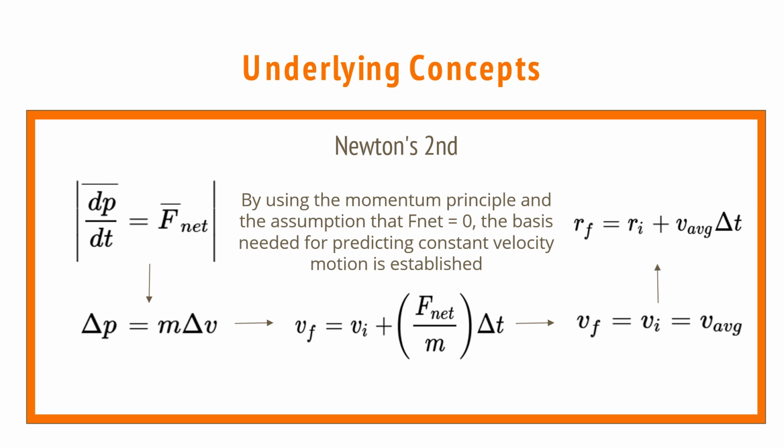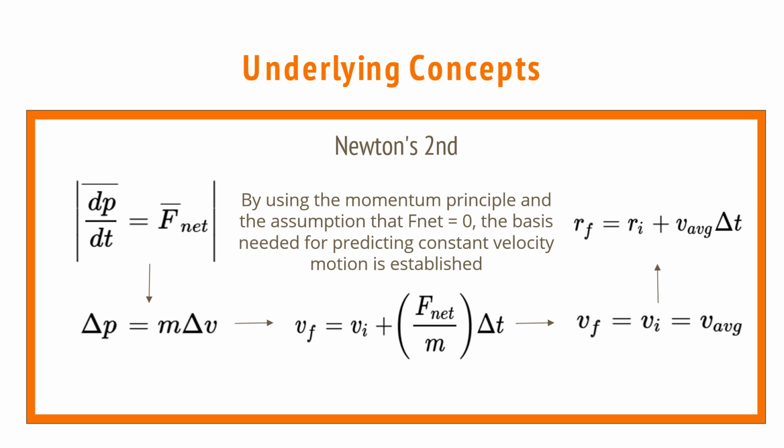So to understand what's going on in the lab, we're going to need to understand Newton's second law. Newton's second law is our equation on the left. The derivative of momentum with respect to time is the net force, or the change in momentum over the change in time is equal to the net force. We also know that the change in momentum is equal to mass times the change in velocity. By using these two equations, we can derive the velocity update formula, which is extremely important in predicting motion with constant forces. However, our net force is 0.